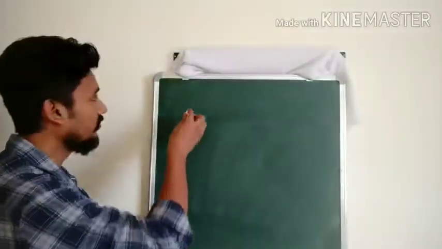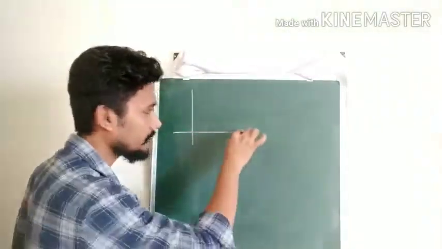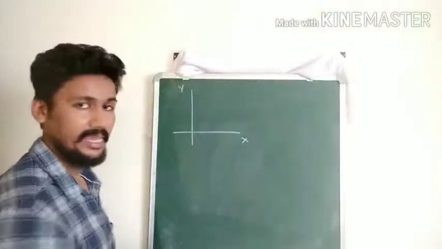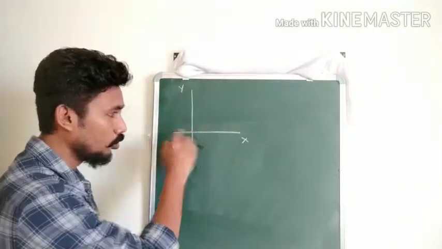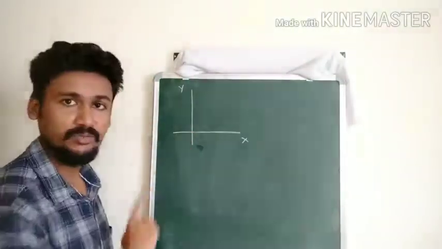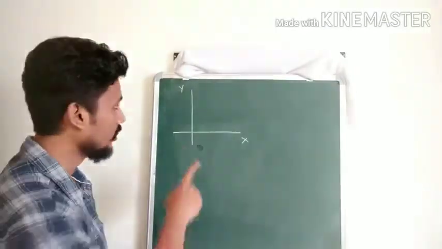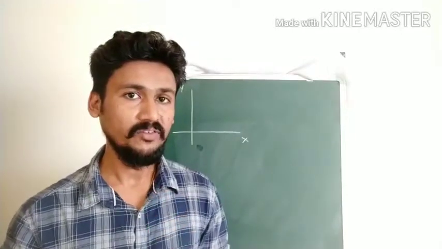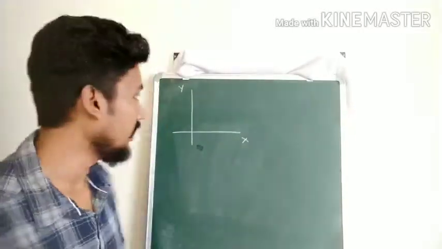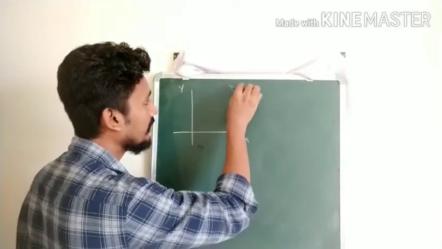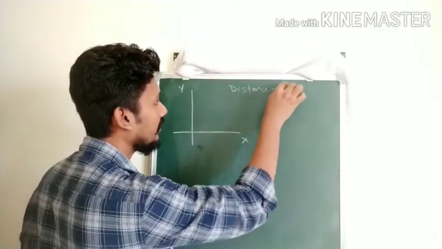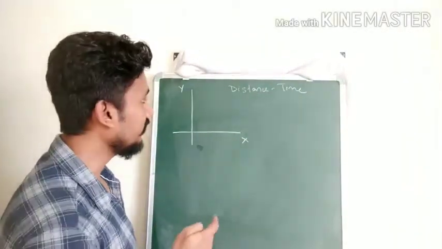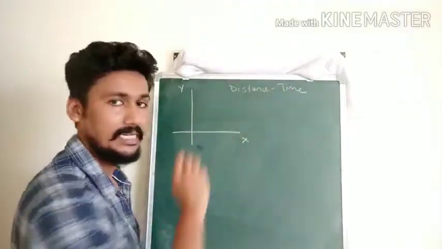So our graphs will have two axes. This is the x-axis and this will be the y-axis. This will be the origin. At the origin the coordinates will be 0, 0. So this is the basic structure of a graph. And we are going to see two types of graph. The first type is called the distance-time graph. These types of graph give us the relationship between distance and time.